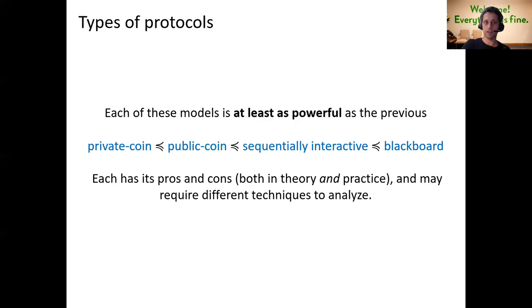Why? Because private coin protocols can be simulated by public coin protocols, non-interactive. Then public coin in non-interactive protocols can be simulated by sequentially interactive ones, and sequentially interactive ones can be simulated by blackboard ones. The question is, which ones of these less or equal are tight? Are there separations between those protocols, and if so, for which task?